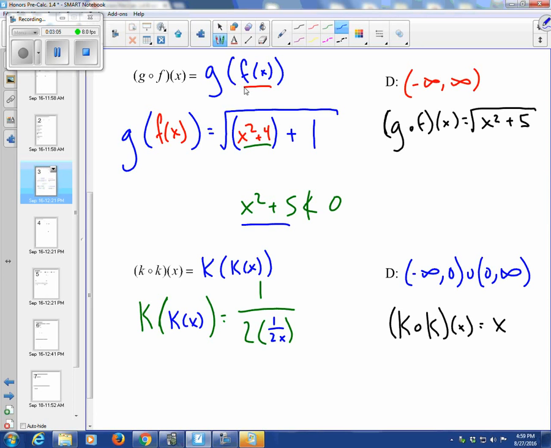And so right here, evaluating the domain restrictions, what we can say is that we know that the inside function cannot evaluate an x value of 0.